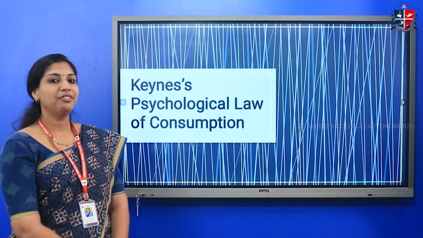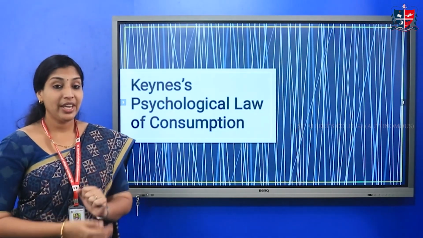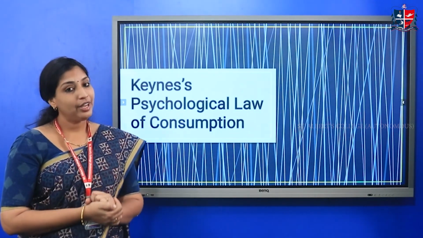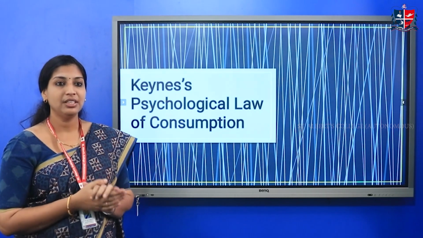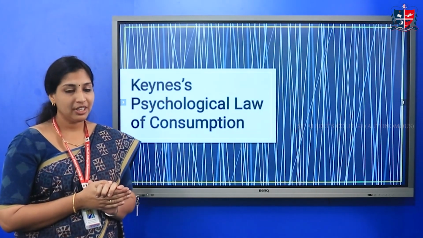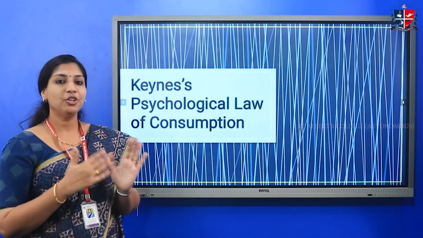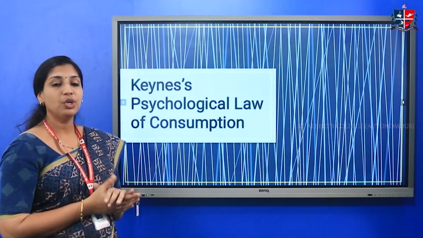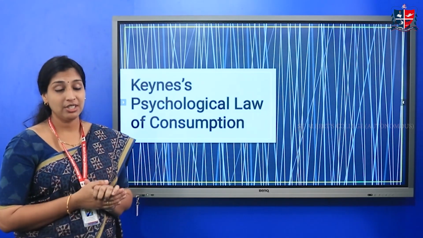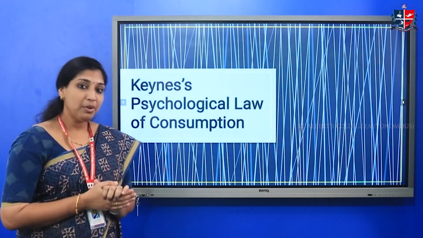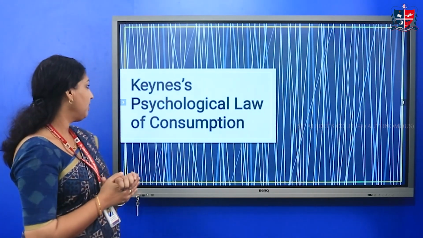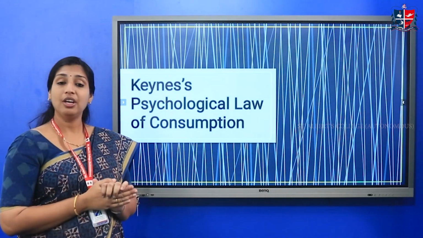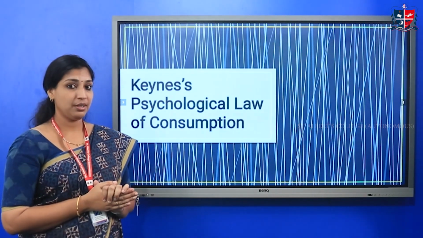Hi everyone. Today we are going to discuss Keynes' psychological law of consumption function. Whenever we get income, we consume a part of it, and a part of it will also be saved. So Keynes, in his famous work General Theory of Employment, Interest and Money, published one of the most important theories of consumption, known as the psychological law of consumption function or absolute income hypothesis.